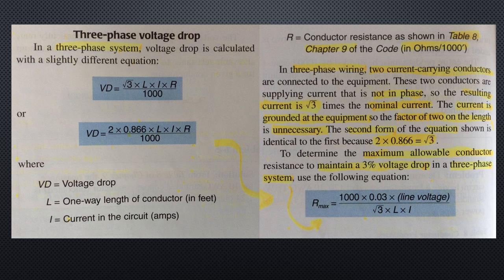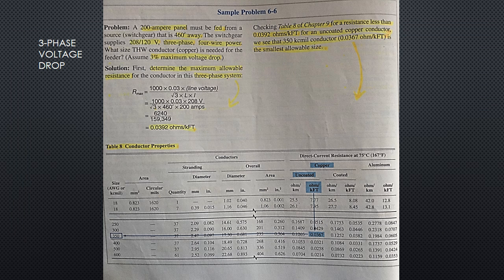Sample problem 6. A 2 ampere panel must be fed from a source or switchgear that is 460 feet away. The switchgear supplies 208/120 volts, 3-phase 4-wire power. What size THW copper conductor is needed for the feeder? Assume 3% maximum voltage drop.